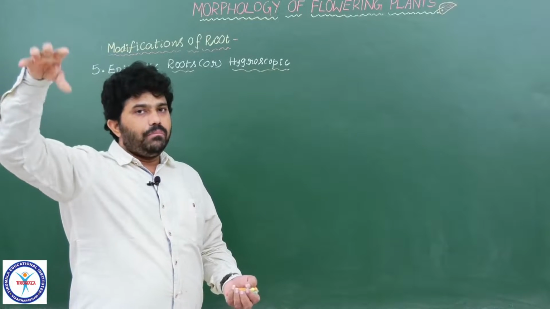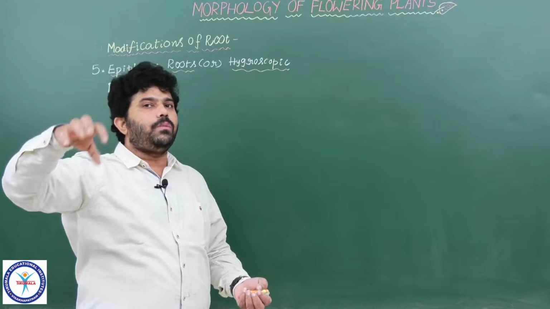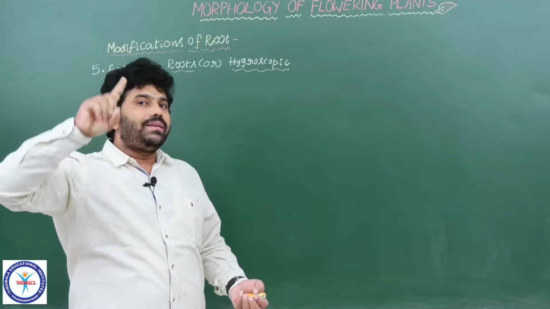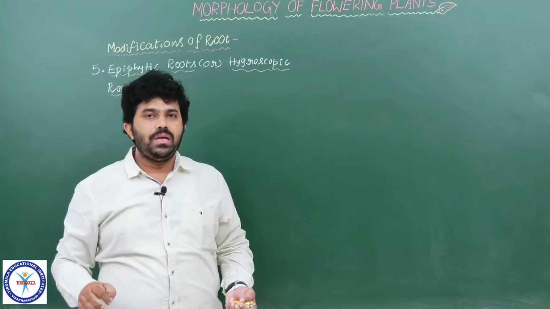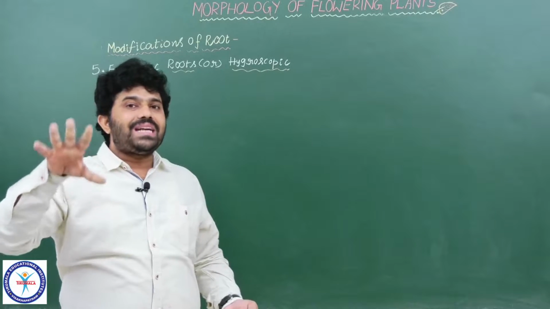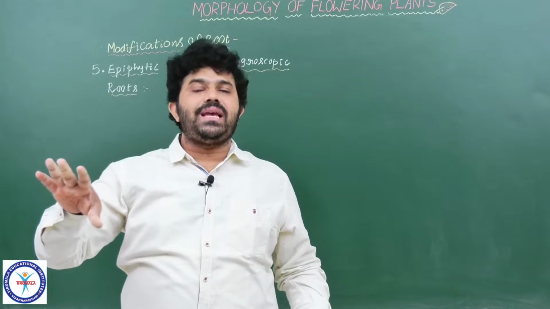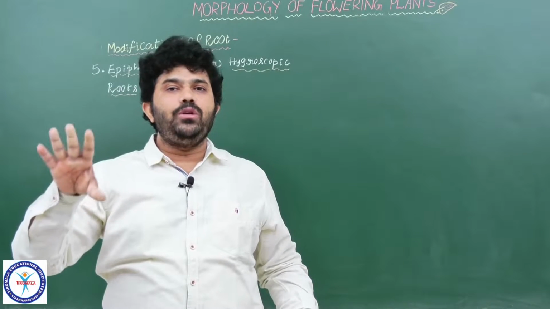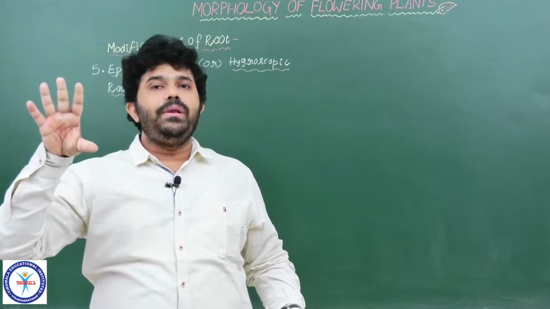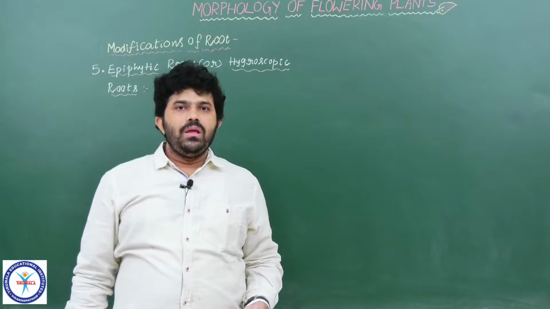From that they take right support by producing one type of roots called clinging roots. What are they? Clinging roots. Some act as clinging roots, some act as epiphytic roots or hanging roots or velamen roots. Now got the point, students?